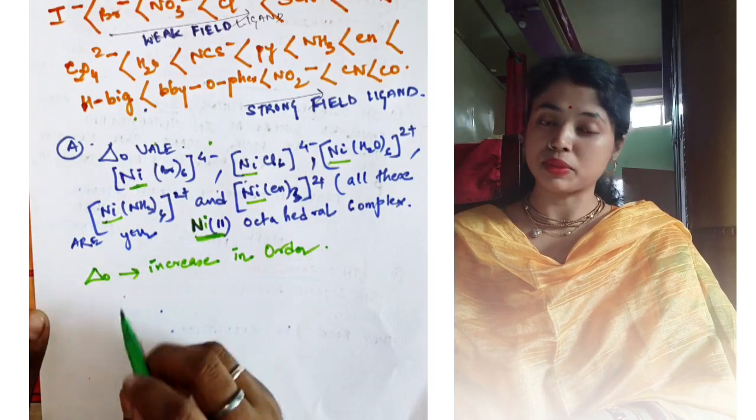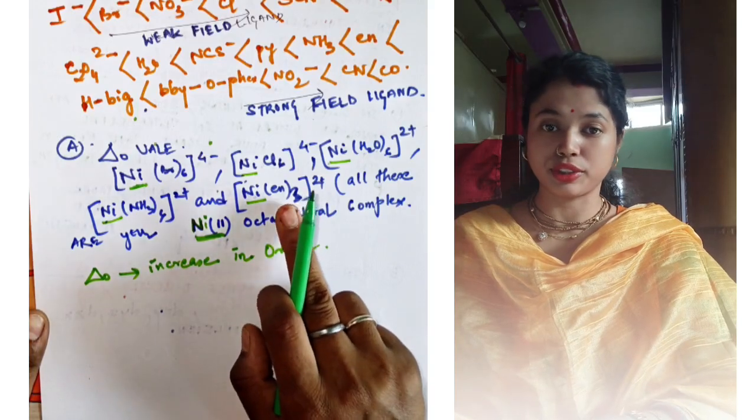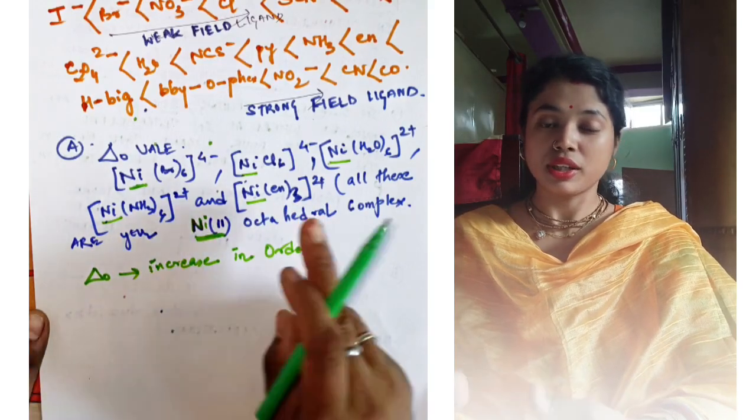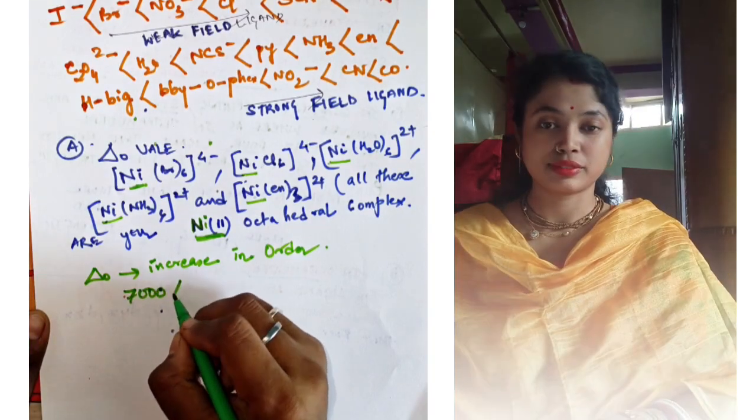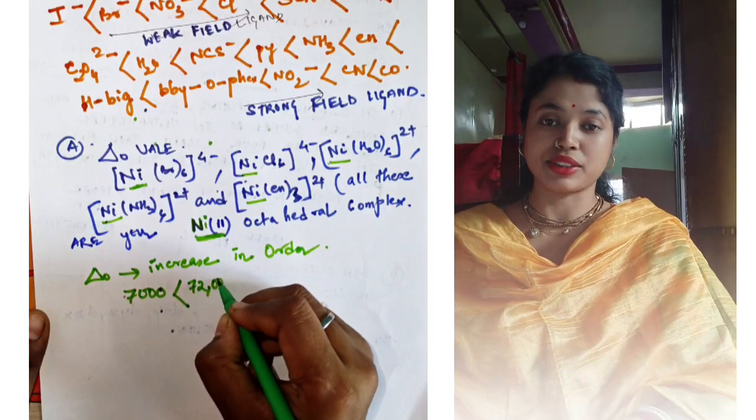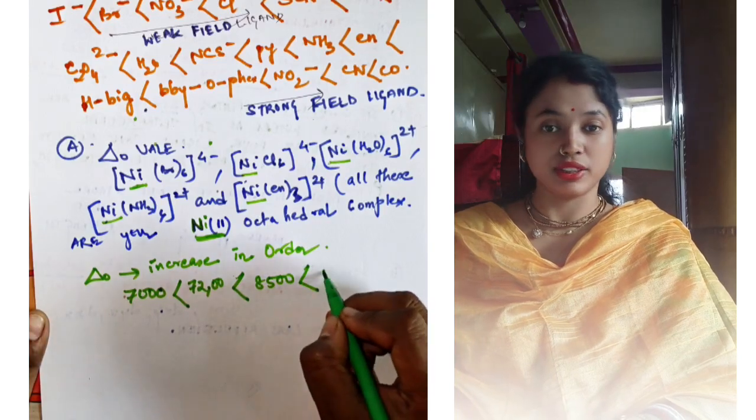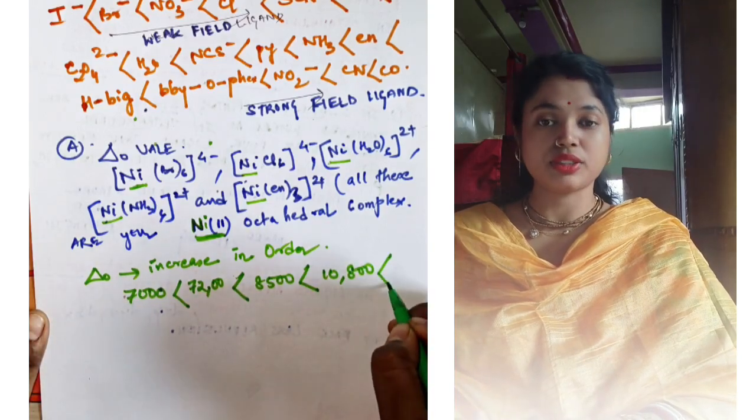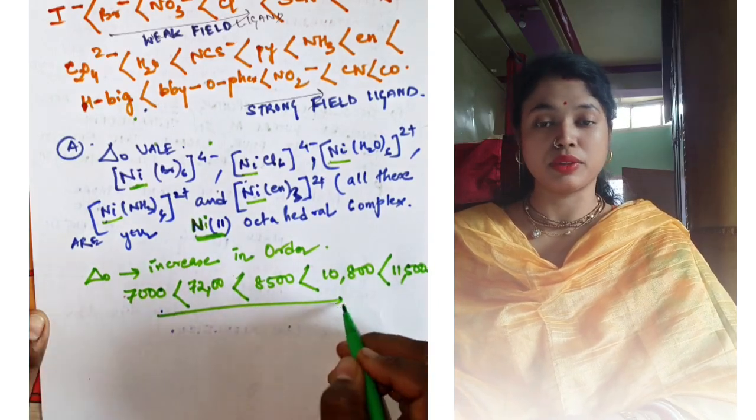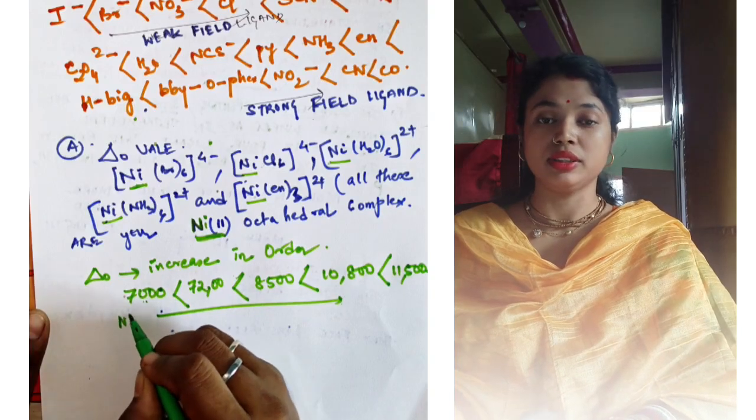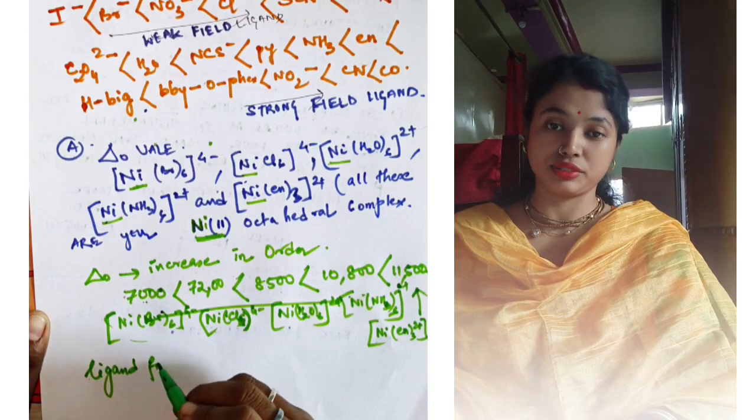It is your bromide. Then chloride, then comes water, then ammonia, then ethylene diamine. So this way the field strength increases, and the delta value also increases in this order. The first one is 7,000, then 7,200, then comes 8,500, then comes 10,800, then comes 11,500. So this way it increases. This first one is of your NiBr6 complex.